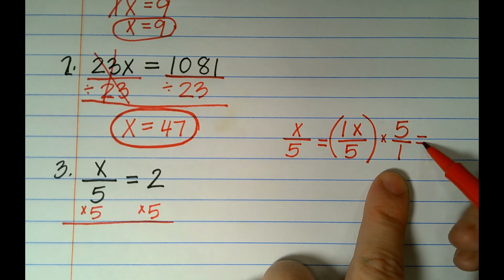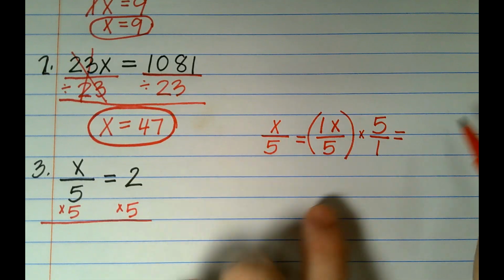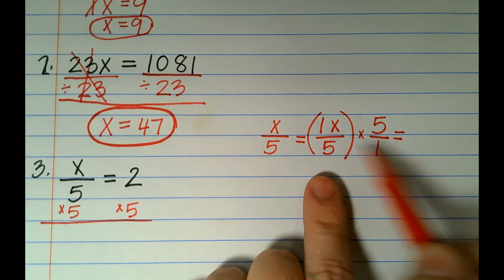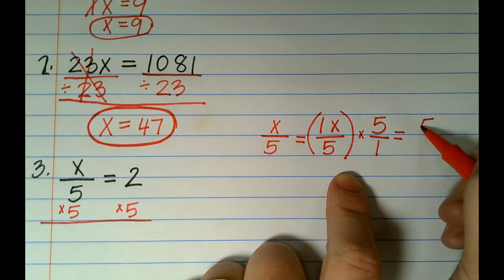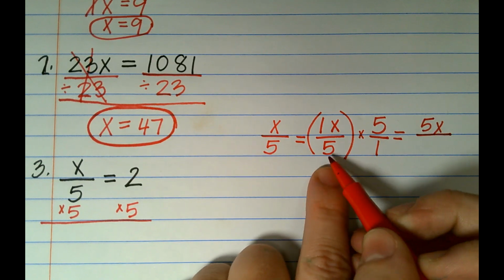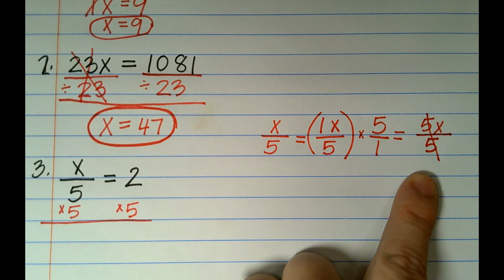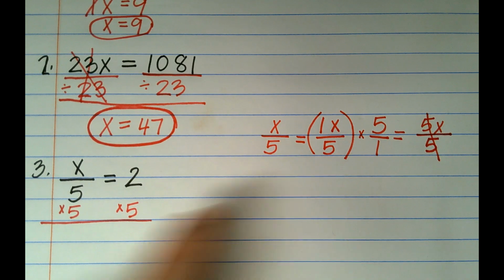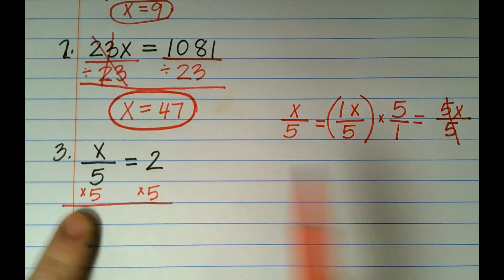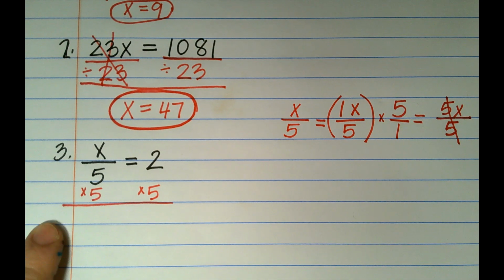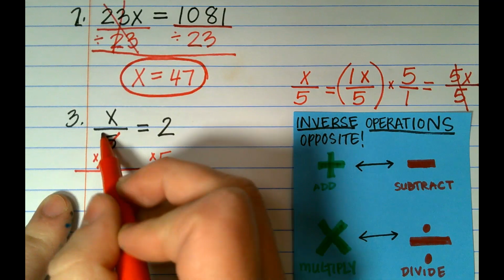So this is what's happening here when I multiply by 5 to cancel it, just if you're curious. When I multiply fractions, I just go straight across. 1x times 5 is 5x. 5 times 1 is 5. Those 5's cancel. See that? And that's how we get x by itself. Now, do you have to write that out? No. Just know that to get rid of division, we multiply. And so I multiply by 5, and the 5's cancel.